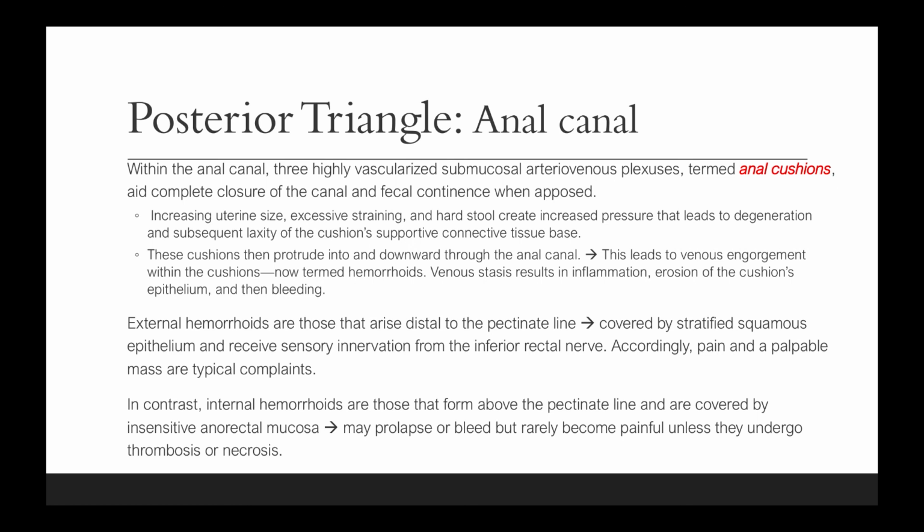External hemorrhoids are those that arise distal to the pectinate line, are covered by stratified squamous epithelium, and receive sensory innervation from the inferior rectal nerve. Accordingly, they can be painful. Internal hemorrhoids are not palpable above the pectinate line and are covered by insensitive inner rectal mucosa. These may prolapse or bleed but may rarely become painful unless they undergo thrombosis or necrosis.